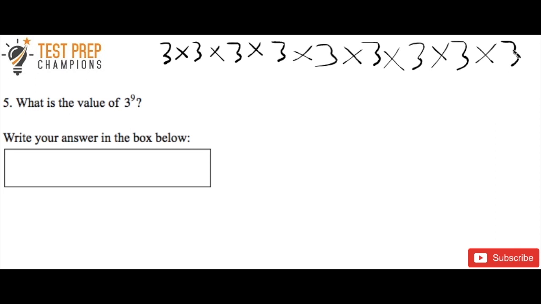Okay, great. So you just do this in your calculator. I'm going to do it right now. 3 times 3 times 3 times 3 times 3 times 3 times 3 times 3 times 3. And that's going to give me 19,683. So hopefully you got that question. Just be careful that you really pay attention to how many 3s you put into your calculator.